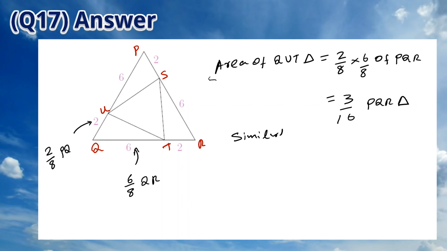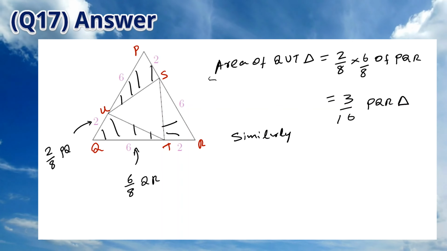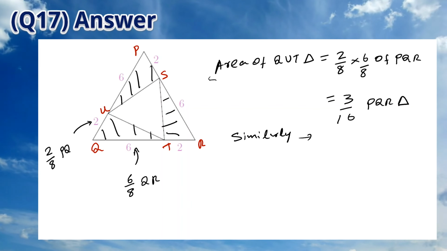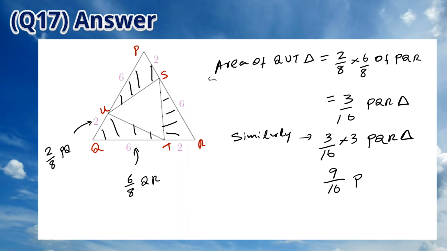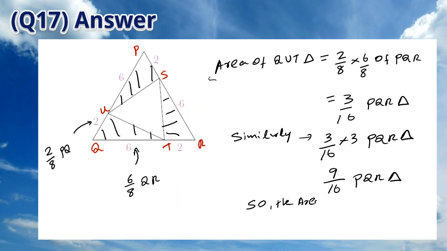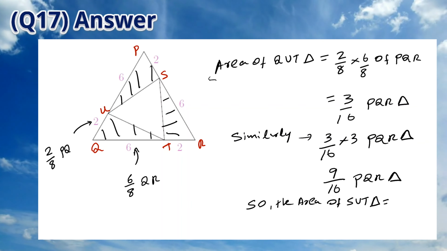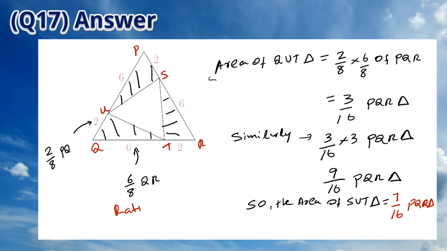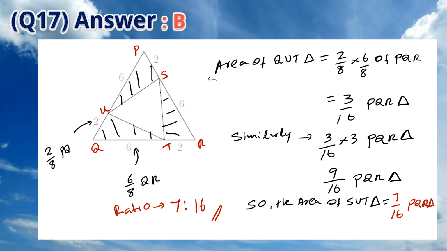In a similar way, we can find the areas of the triangles PUS and STR. Each of them is equal to 3/16 of PQR. This means that the total area of these three triangles is 3/16 multiplied by 3, which is 9/16 of the triangle PQR. We have to subtract this area from the whole triangle, so the area of SUT is equal to 7/16 of PQR. Therefore, the ratio is 7 to 16. So the answer is B.